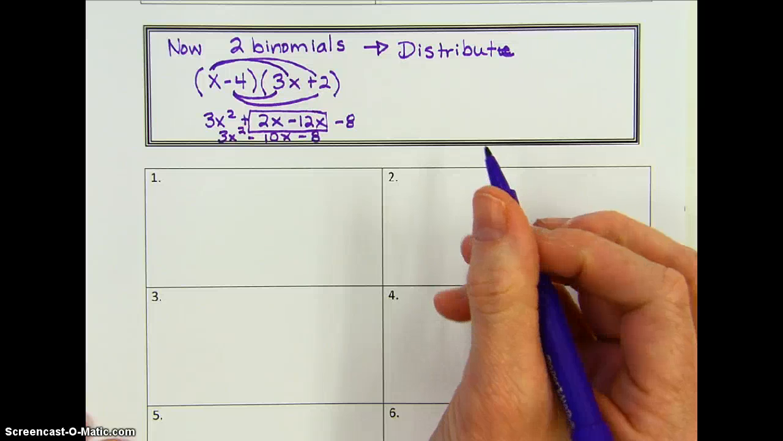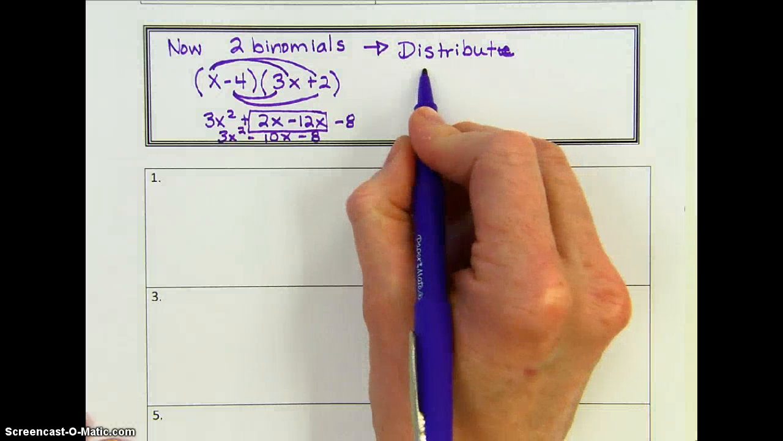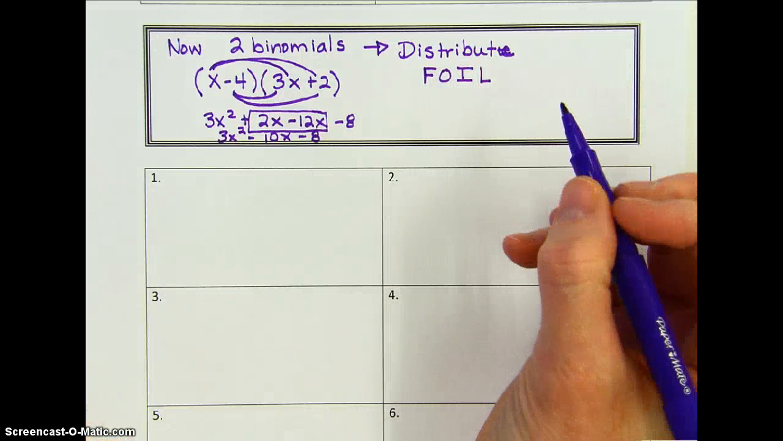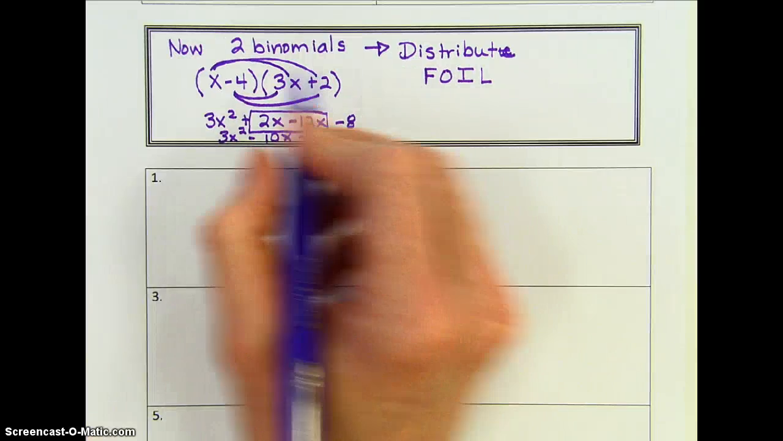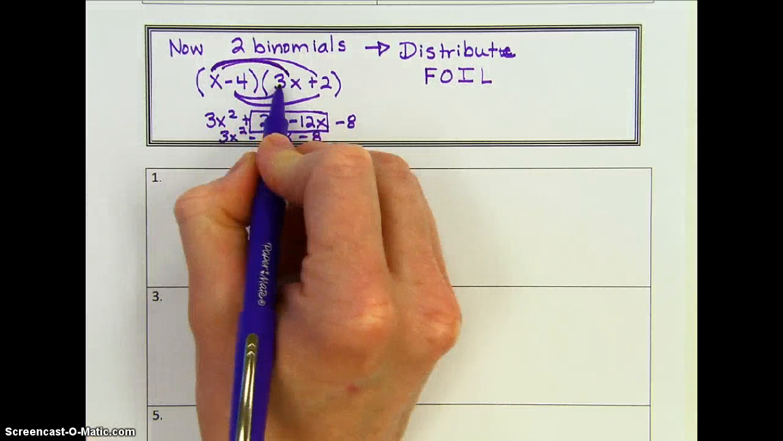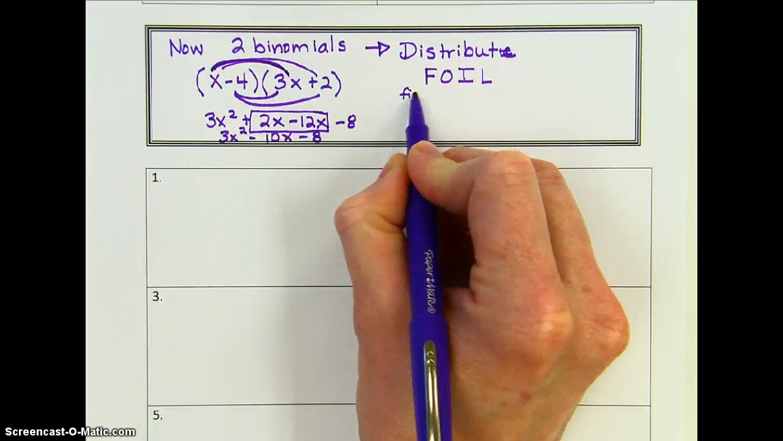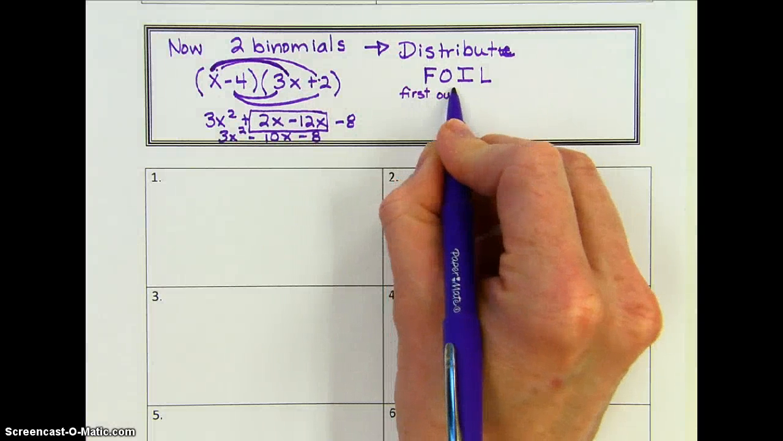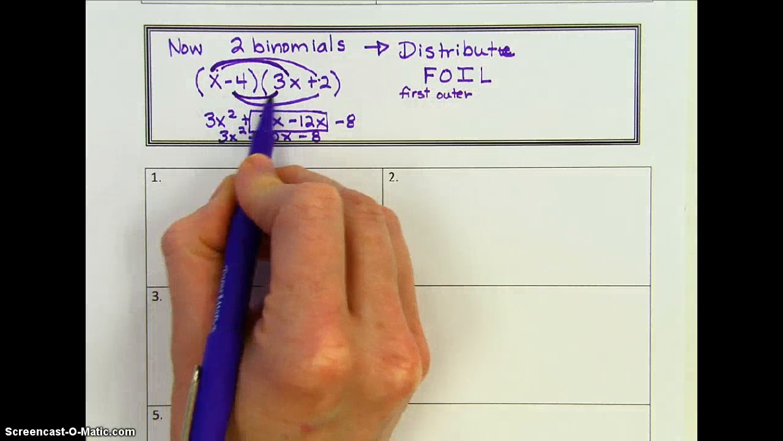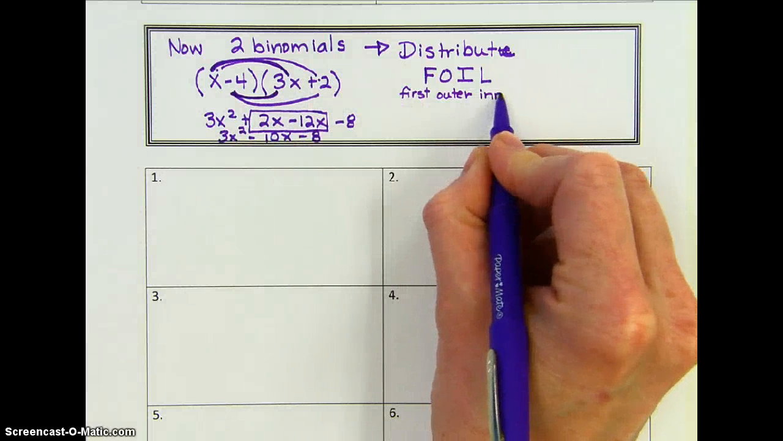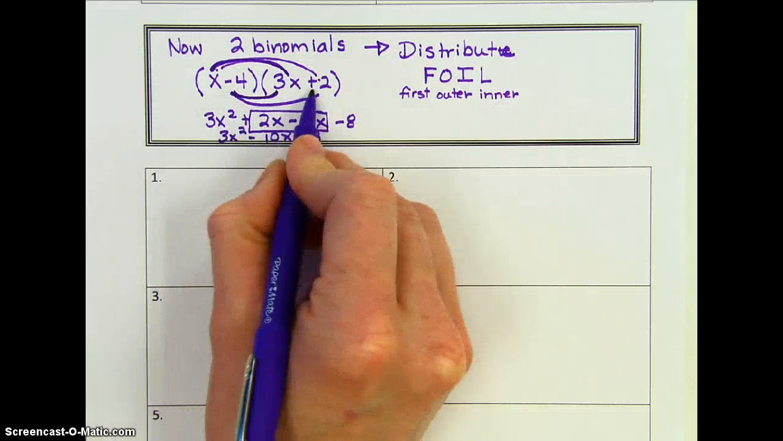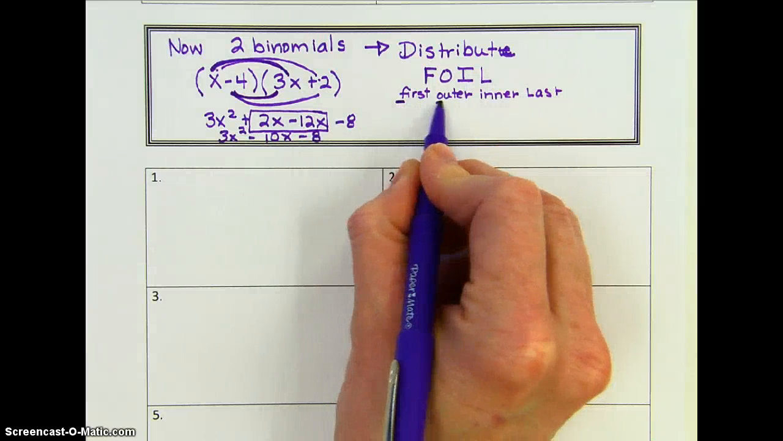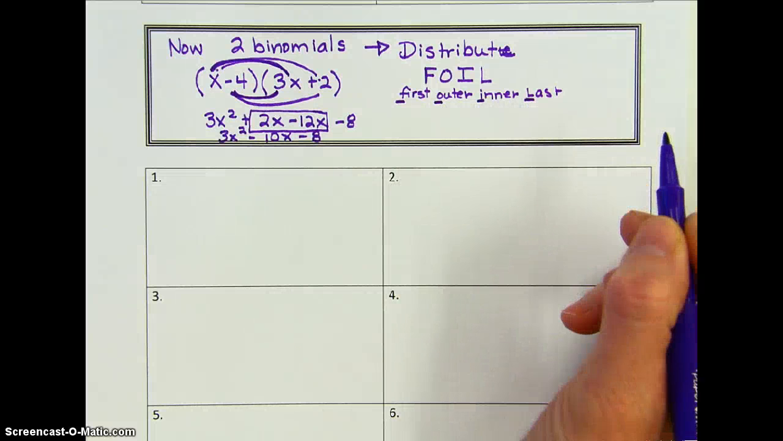However, we do have an easy way to remember this, and it is called the FOIL method. Now, FOIL stands for first, so right here I did x to 3x, so that was first. Then I did x to 2, which is the outer. Then I did the 2 inside here, that's considered inner. And then I did negative 4 to 2, which is considered last. So first, outer, inner, last.